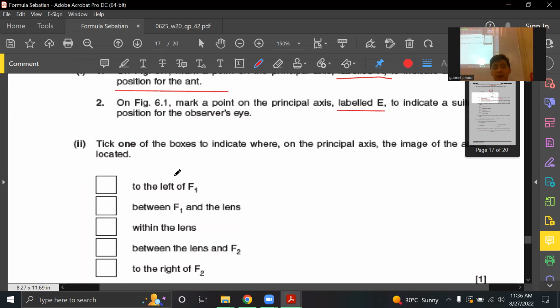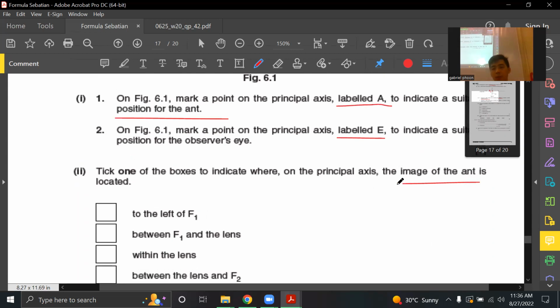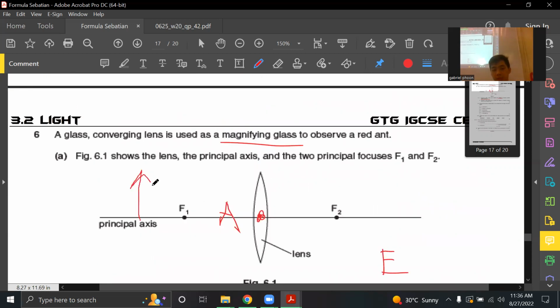Okay, and finally, take one box to indicate where the image of the end will be formed here. Where will the image be formed, Melvin? Good, very good. It will be left here because your image should be exactly somewhere here. Right, Julian.